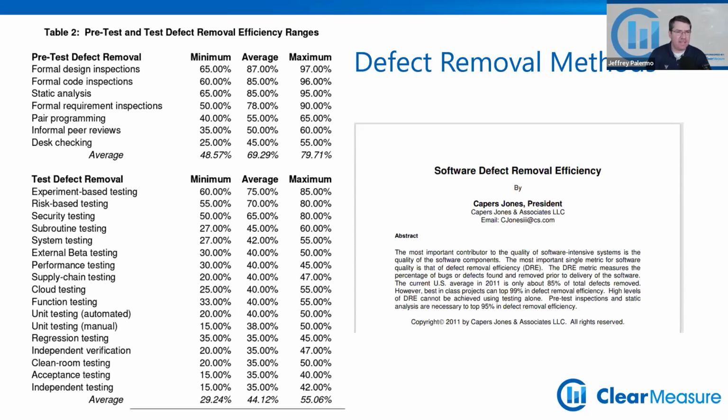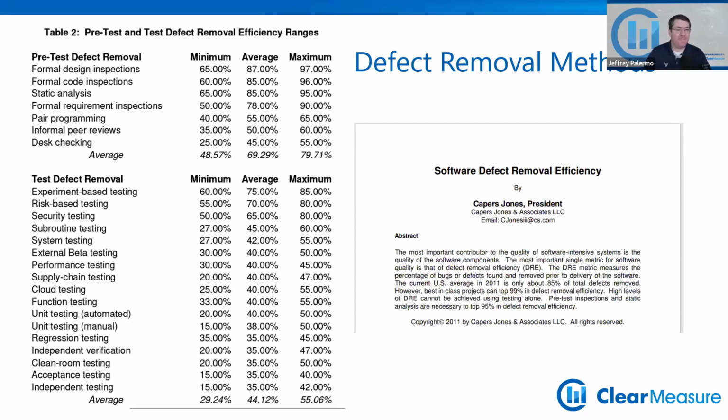But there's a list of defect removal techniques that come before software testing in the software development lifecycle, and then techniques that are used during testing. And you can see the minimum and maximum effectiveness, what we call defect removal efficiency. Formal design inspections have an average of, okay, we're going to find 87% of defects in the actual design. Formal code inspections, we're going to find 85% of the defects in the code.